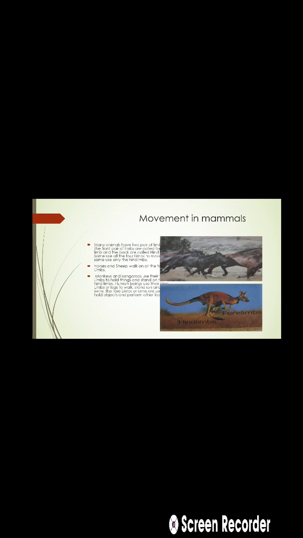And run and swim, and they use their forelimbs to do the work.